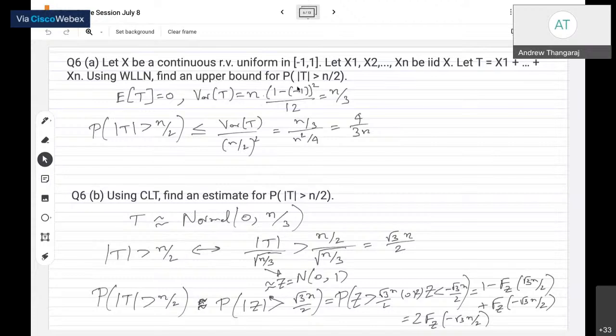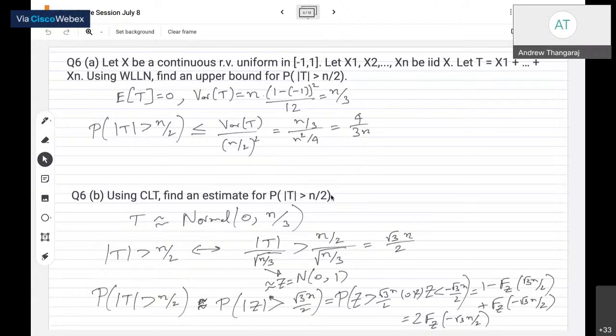Variance of T is n times the variance of Xi, and the variance of X is 1 by 3, so you get n by 3. After this, it's just Chebyshev. Probability of mod T greater than n by 2 is less than or equal to variance of T over (n by 2) squared, right? And variance of T is n by 3, so you get n squared by 4, you get 4 by 3n. So it's falling with n. It's not very surprising. You get that from Chebyshev.